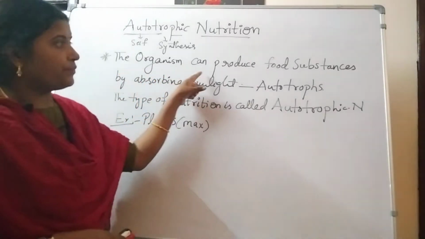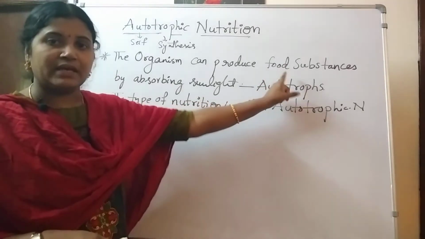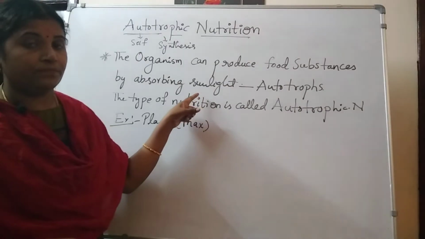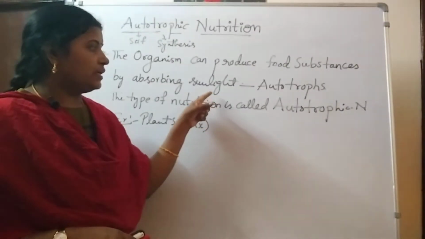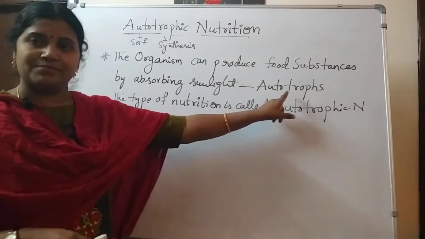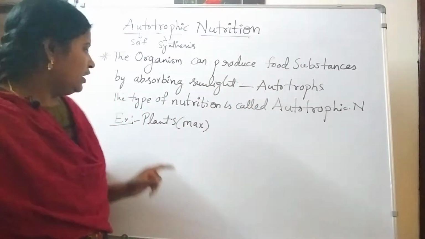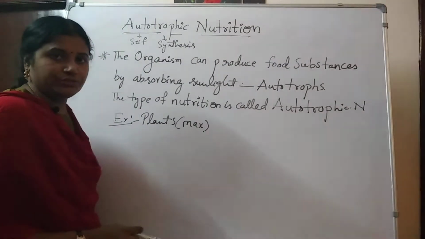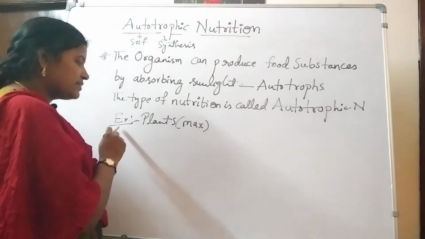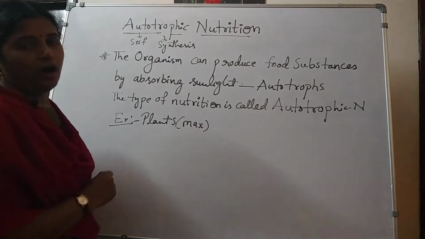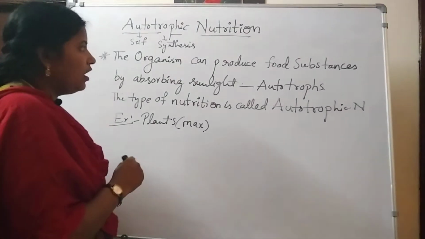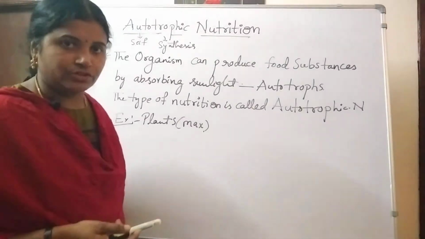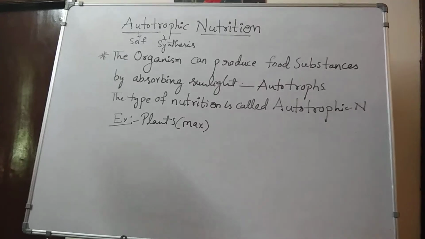The organisms that can produce food substances by absorbing sunlight with the help of chlorophyll pigments are known as autotrophs. This type of nutrition is known as autotrophic nutrition. Maximum plants are autotrophs. So this is about the definition. Next we will go to heterotrophic nutrition. Just take a screenshot of this definition.